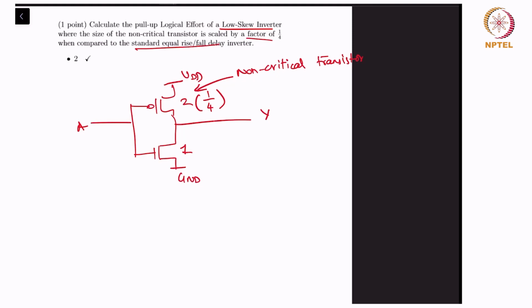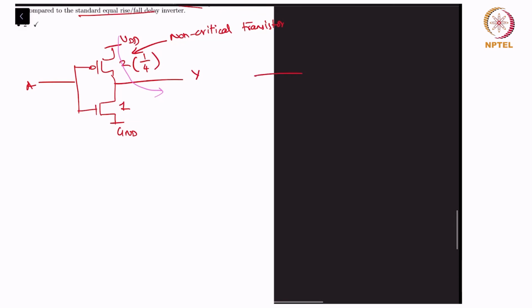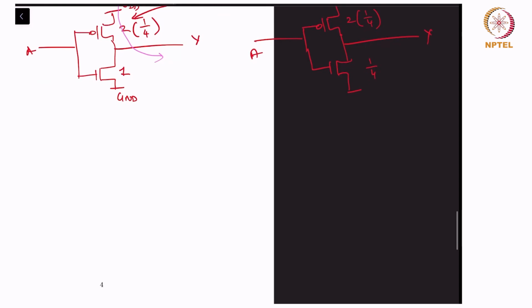So we are now asked what the logical effort for the pull-up is for this one. So this will have to be compared with an equivalent pull-up current device. So the PMOS would have to be the same size, 2 into 1 by 4, and the NMOS for equal rise and fall delay would have to be half of that, which is 1 by 4. So that is the comparison inverter.